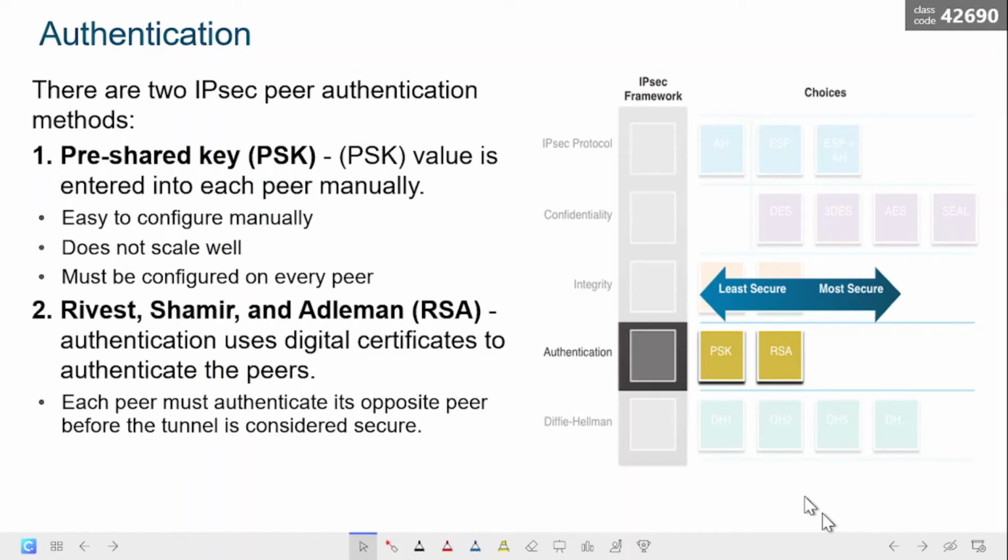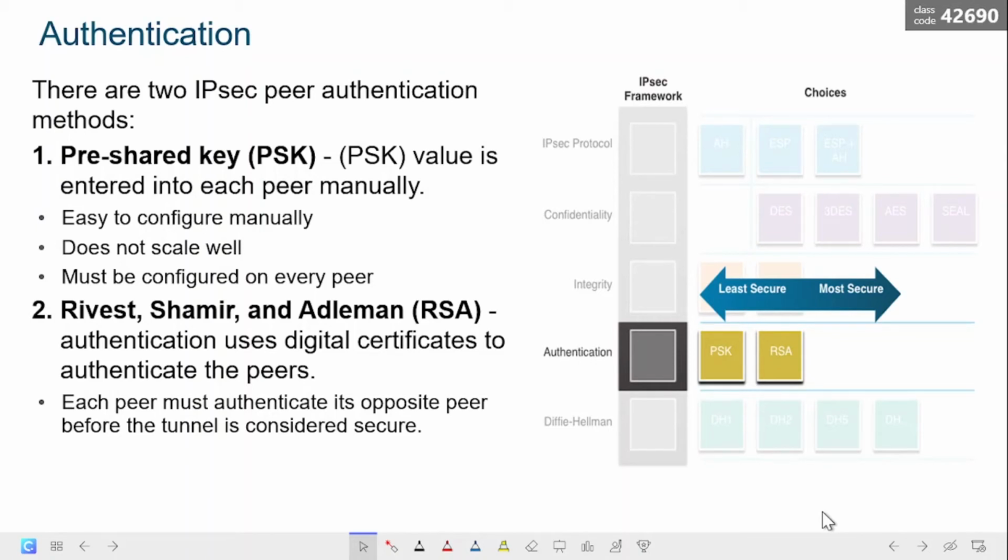Another one is authentication. When conducting business long distance, you must know who is at the other end of the phone, email, or fax. The same is true of VPN networks. The device on the other end of the VPN tunnel must be authenticated before the communication path is considered secure. The figure highlights the two peer authentication methods.